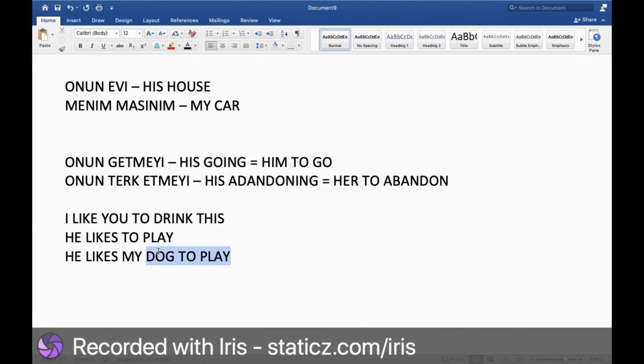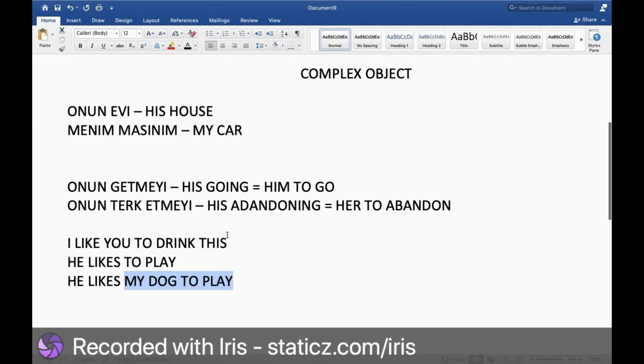So this is called complex object. Complex object is basically an object and an infinitive. Of course, after this infinitive, if you want to continue your sentence, you can create an infinitive construction like play with what, where, when, how. You can make it longer. But before that, we have a complex object. When you ask the question, when you say he likes what, then you say he likes my dog to play. He likes what? He likes my dog to play. Right?